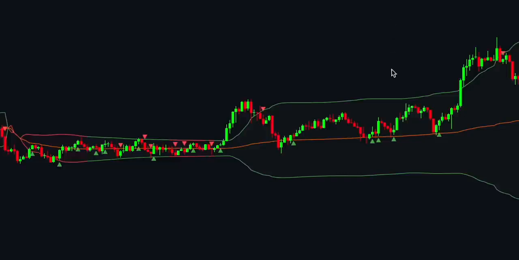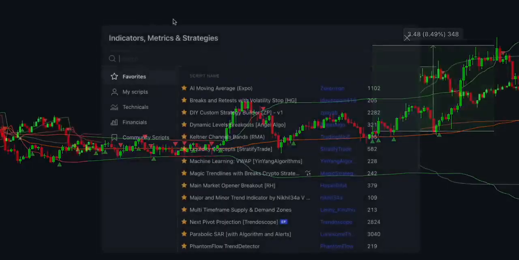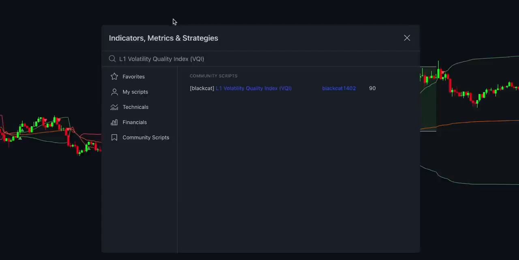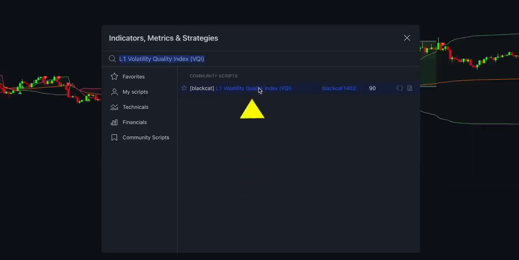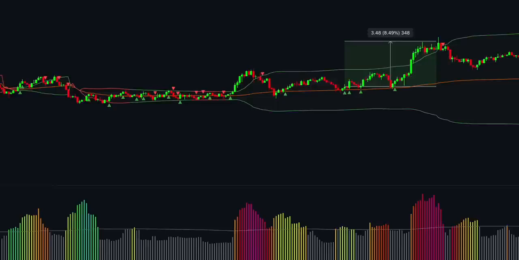However, sometimes during this correction, the market loses momentum and the price keeps consolidating. This is due to lack of market volatility. Opening a trade during such time can cause unpredictable outcome. We as traders want to control as much as we can. That's why I will add one more indicator to the chart that will cancel many false alerts due to low volatility. This tool is called L1 Volatility Quality Index by Black Cat 1402.